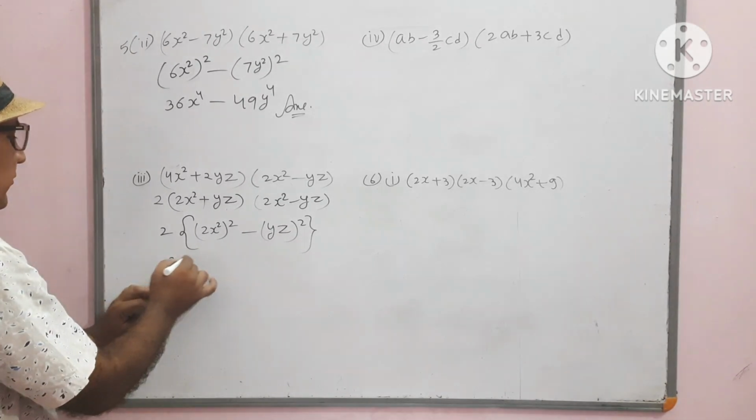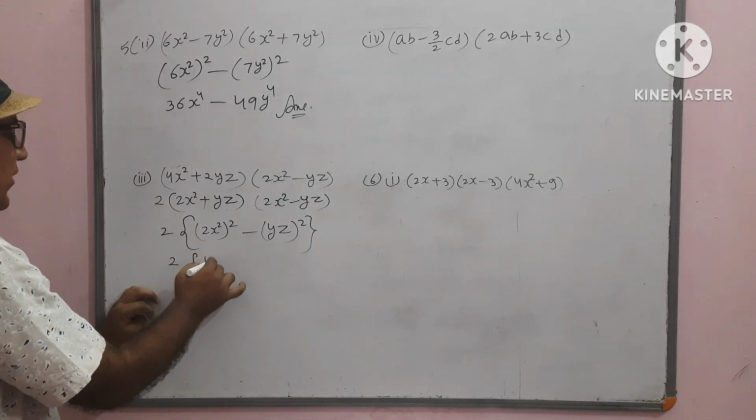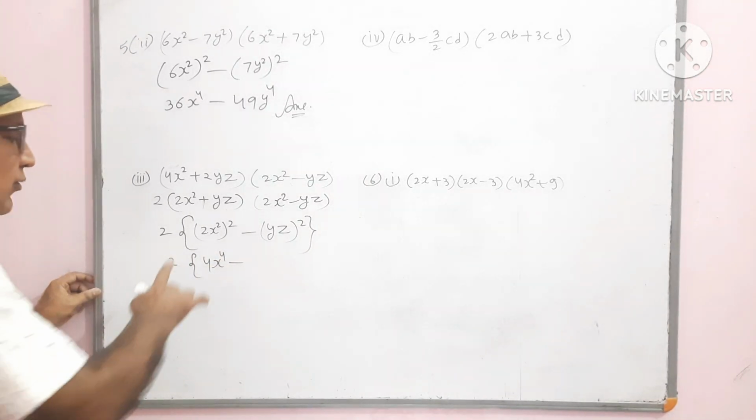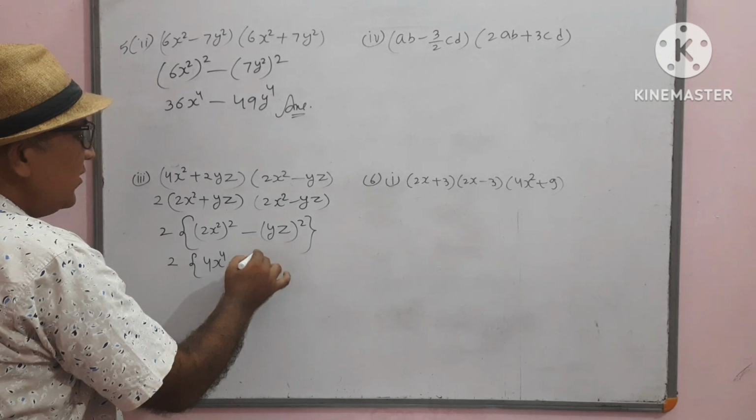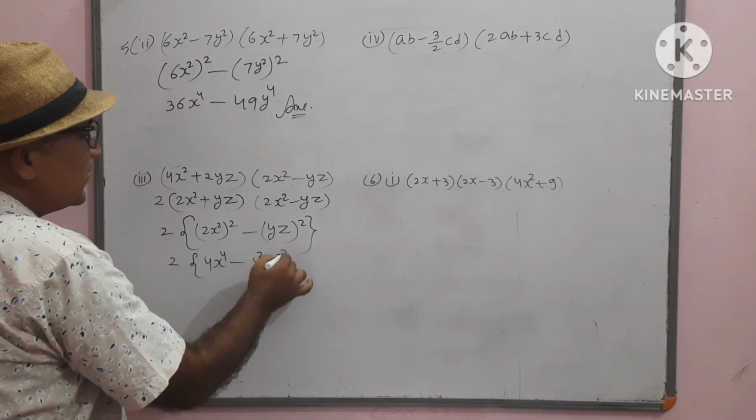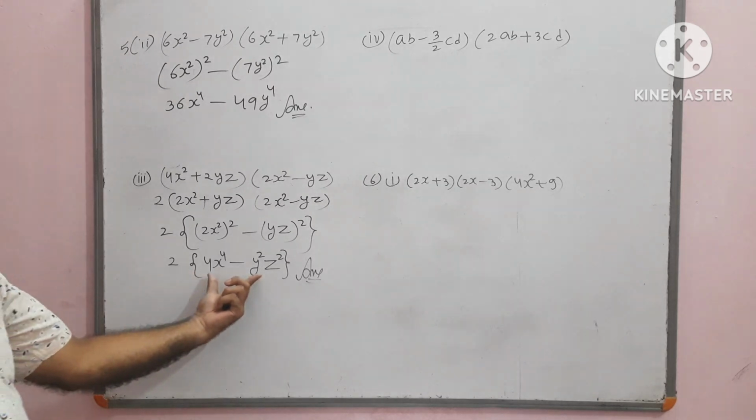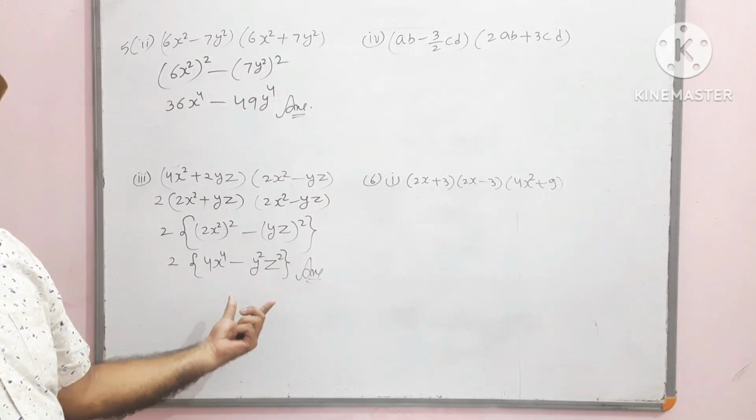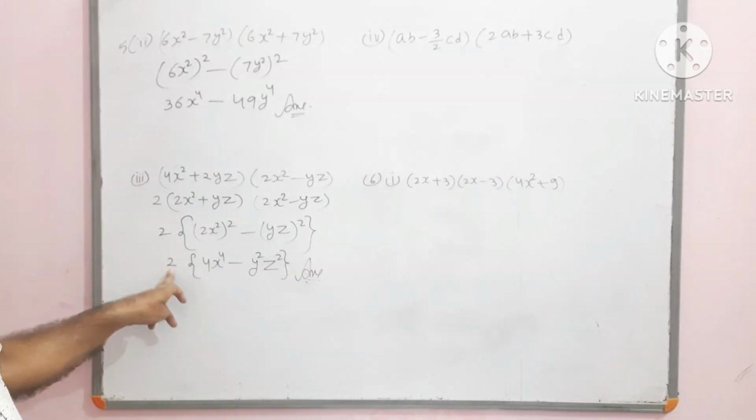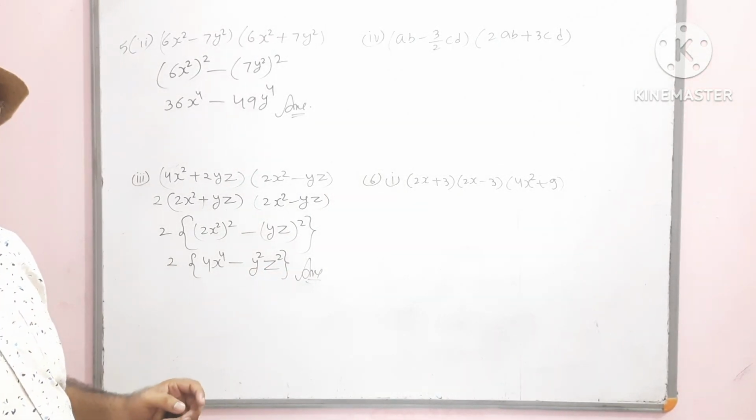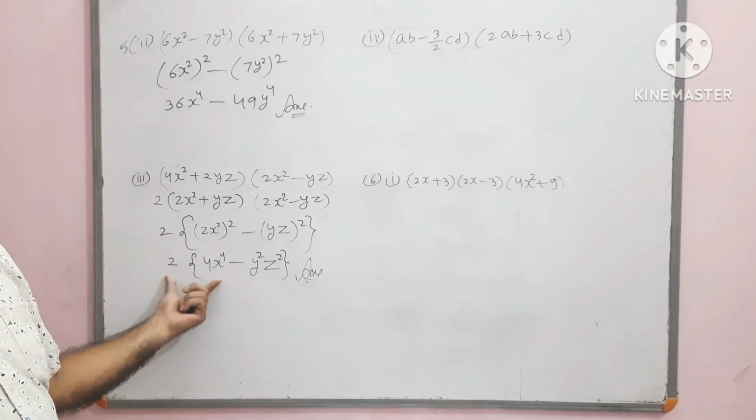Now calculate it. 2 square is 4, x square is x power 4. Here y square and z square, and this will be your answer, because both are unlike terms. If you wish, you can multiply 2 inside, but I will not advise that. Okay, let it remain your answer till here.